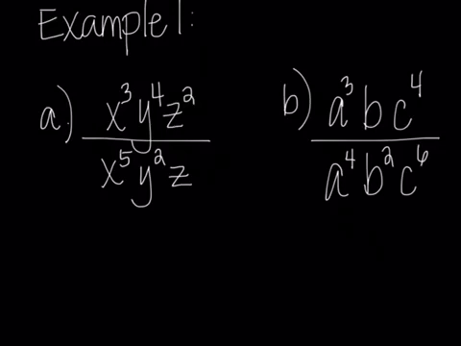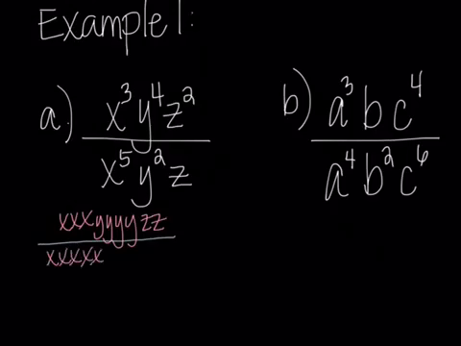Example 1. X to the third, y to the fourth, z squared over x to the fifth, y squared z. Just like we did with multiplication, we are going to expand out each expression. X to the third is just x times itself 3 times. Y to the fourth is y times itself 4 times. And z squared is z times z. These are all on top of the fraction. On the bottom, I have x to the fifth, x times itself 5 times, y squared, y times itself twice, and z. Now, I need to go through and figure out what cancels.